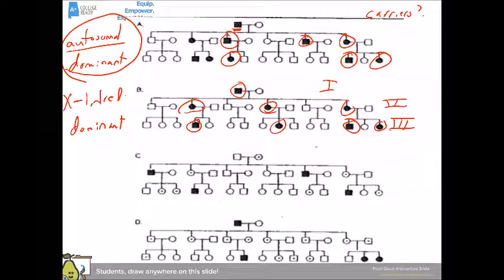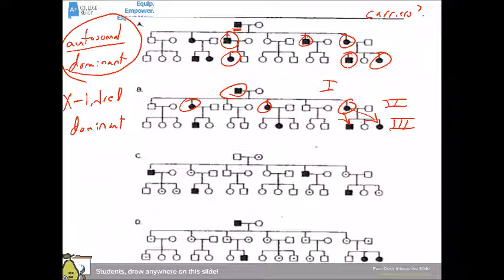If that's the case, more than likely this is an X-linked trait. We can verify by looking at who passes it to who. And what we see here is if we have an affected male, he passes it to every daughter, but no sons. And then affected females can pass it to sons or daughters. Well, that's a dead giveaway that this trait is an X-linked dominant trait. So let's go ahead and work through C and D together.